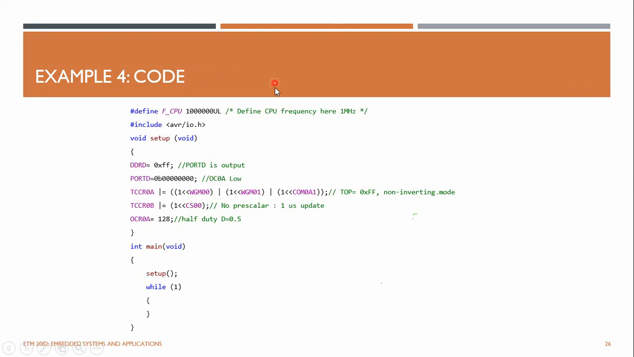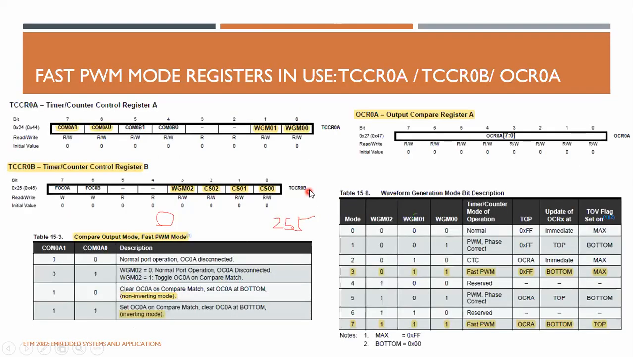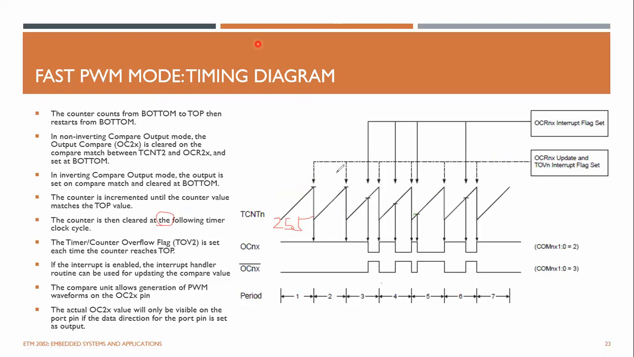And because the timer value can be 255 maximum, half of that is around 128. So the OCR0A value is 128, right? This is 0 and this is 255. And the OCR0A value I am writing is 128, half of that. So when it reaches there, it will be reset, and here it will be set and go down like that.